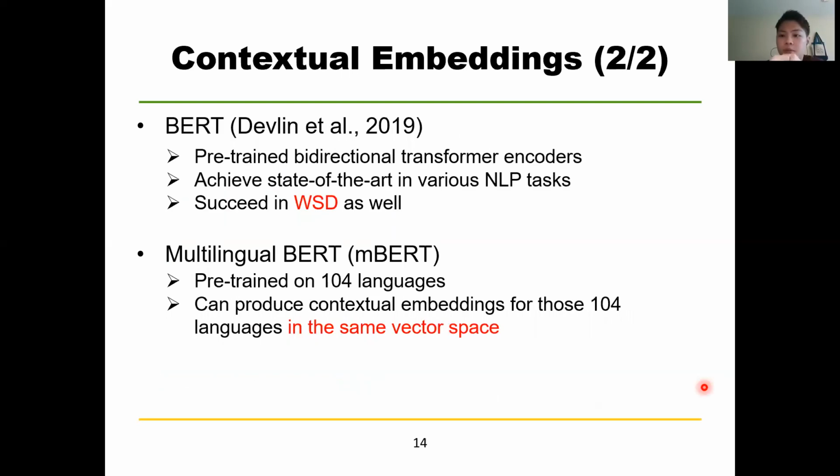So one of the most popular contextual embedding models is BERT, proposed by Google. And BERT is a pre-trained bidirectional transformer encoder, and BERT shows the state-of-the-art results in various NLP tasks, including WSD as well. And in addition to the standard BERT, which is only for English, they also propose multilingual BERT, which is pre-trained on 104 languages with shared vocabularies so that it can produce contextual embeddings for those 104 languages in the same vector space.